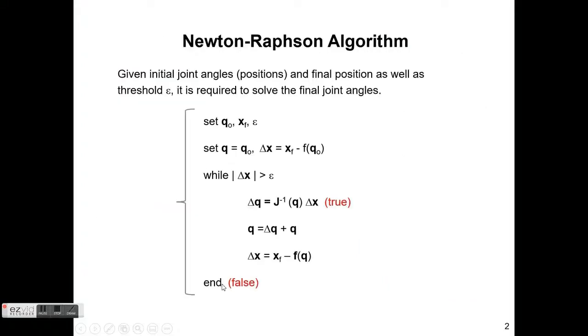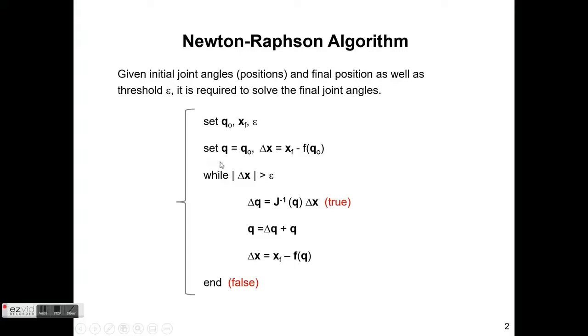So with that, we can solve this point-to-point control using what they call the Newton-Raphson method. So the problem is stated like this: you're given the initial joint angle, the initial position, and the final position, as well as the threshold, the epsilon, and it is required to solve for the final joint angle. So this is the pseudocode. Initially you set the initial angle, final position, and threshold.